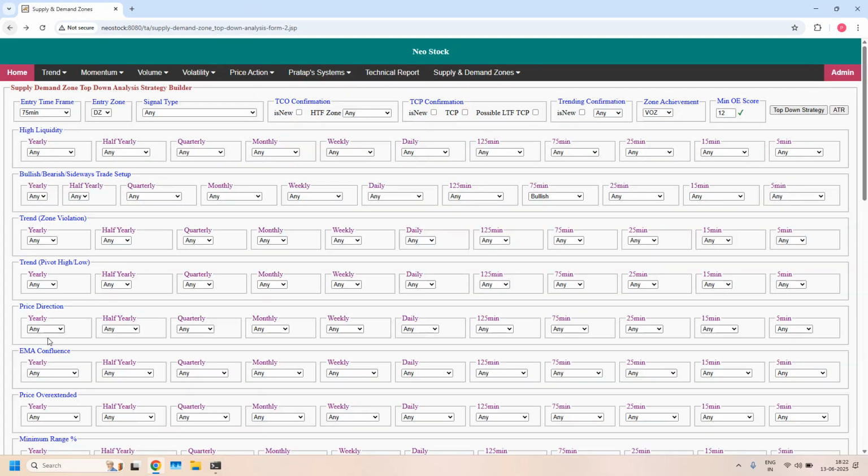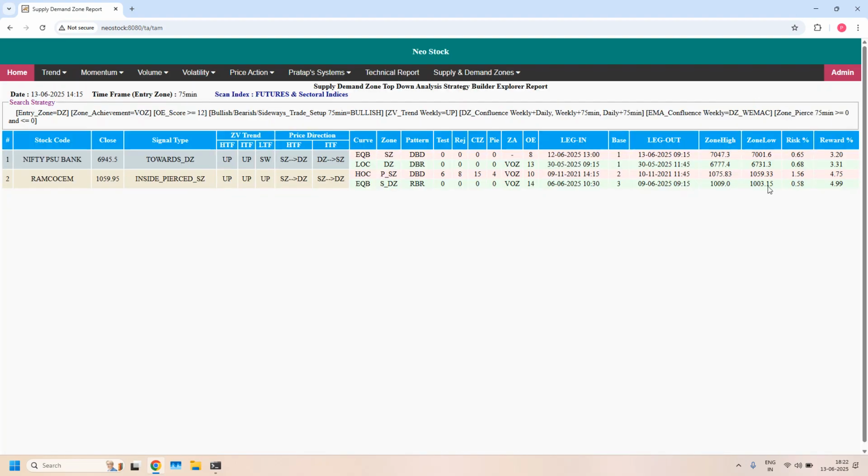Let's verify. In the EMA confluence at the weekly time frame, I am checking whether the weekly demand zone has a weekly EMA or not. At the same time, the trend on the weekly should not be sideways. It should be uptrend because it is a bullish trade setup. So we got 2 stocks. That way these 2 75-minute demand zones might have a higher probability compared to the other stocks, provided lesson 20 checklist items support. So this is about the bullish trade setup for weekly income trade.